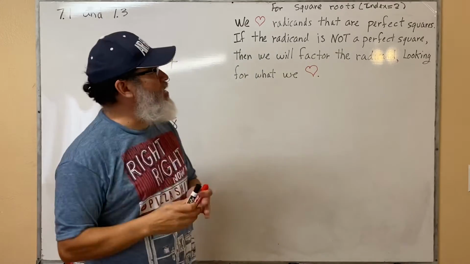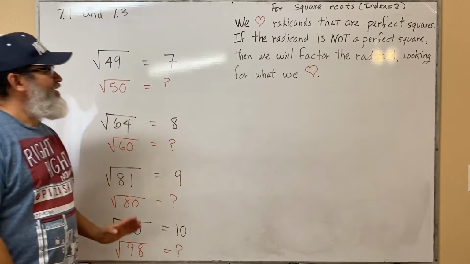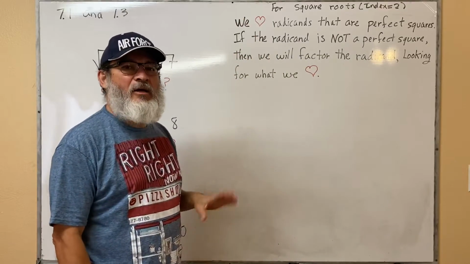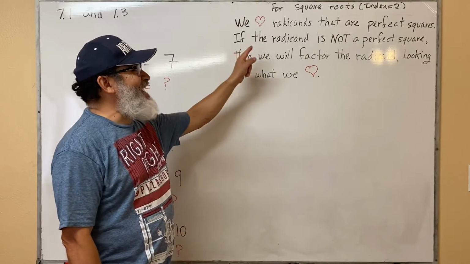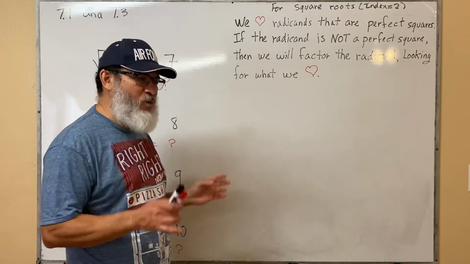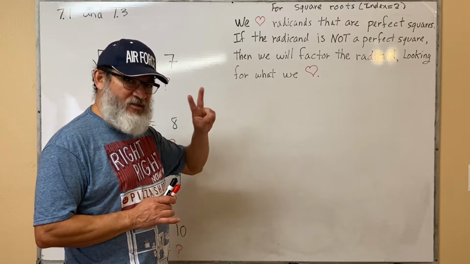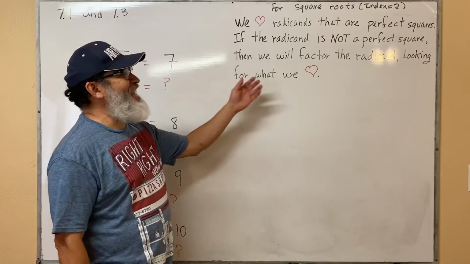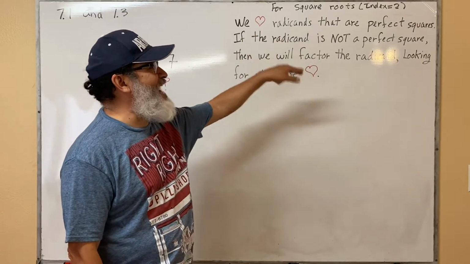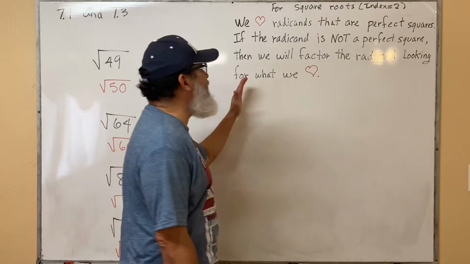Okay, don't forget, we're talking about the square roots, okay? Index 2. But if we change the index, you can still apply this, okay? I'm showing you what to do when the radicand is not a perfect square, when the index is 2. If the radicand is not a perfect square, comma, then we will factor the radicand looking for what we love.